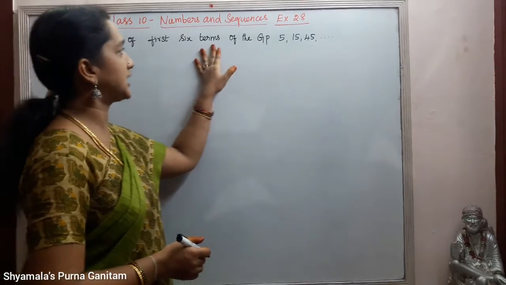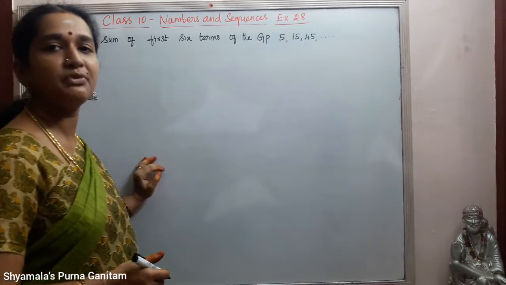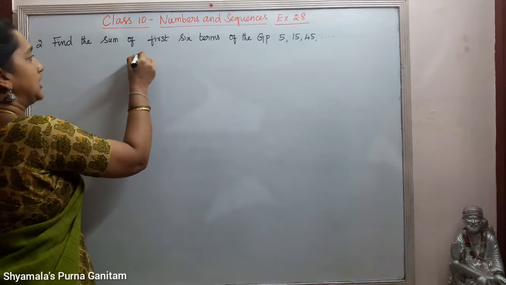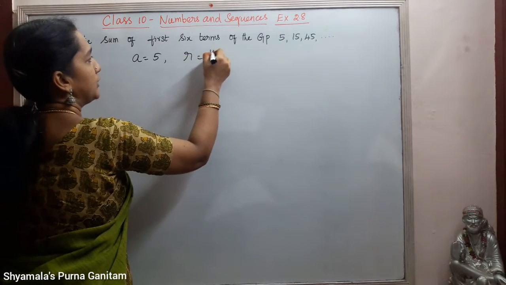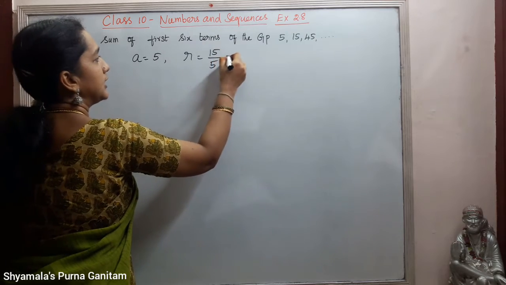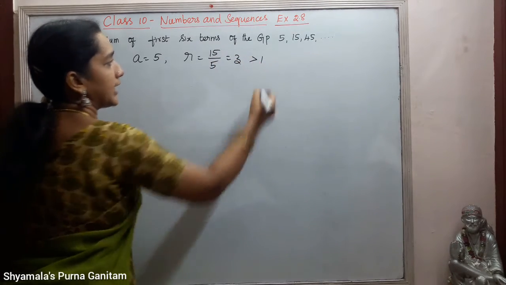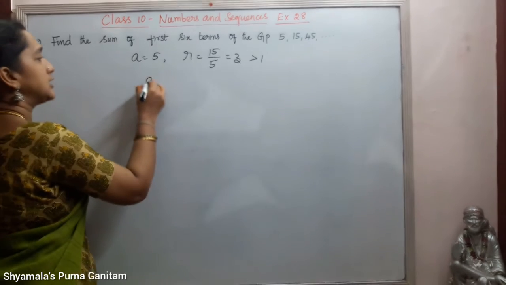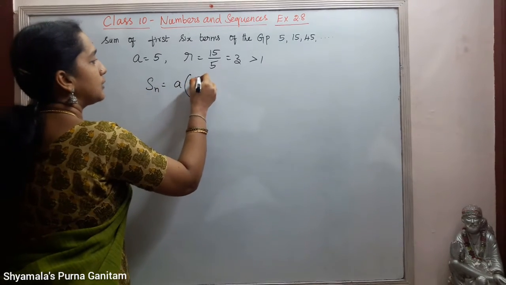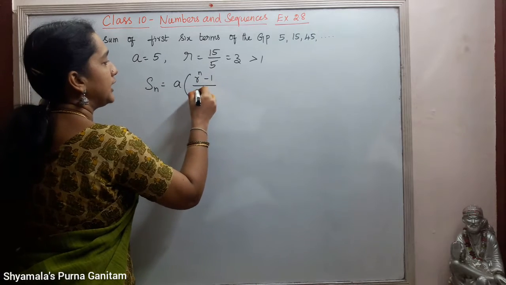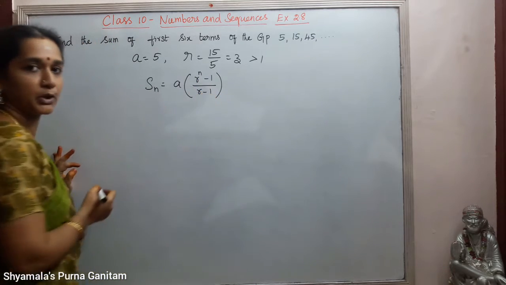Find the sum of first 6 terms of the GP 5, 15 and 45. So here A is 5 and the ratio is T2 by T1, that is equal to 3. So this is greater than 1. So we will use Sn is equal to A into R power n minus 1 by R minus 1. This formula we will use.